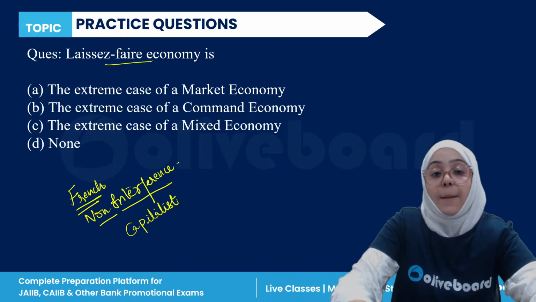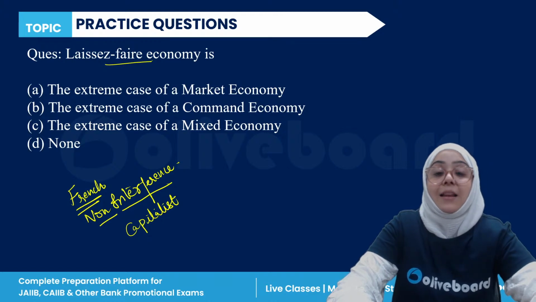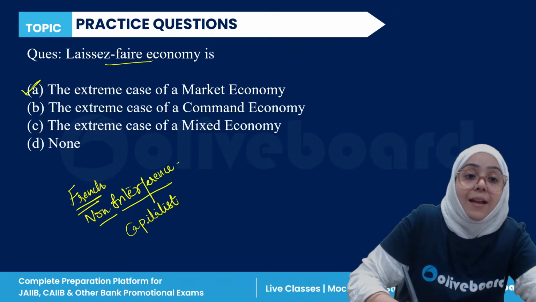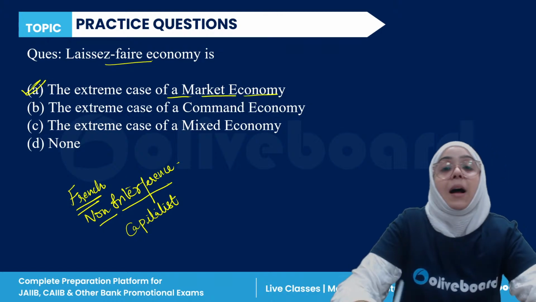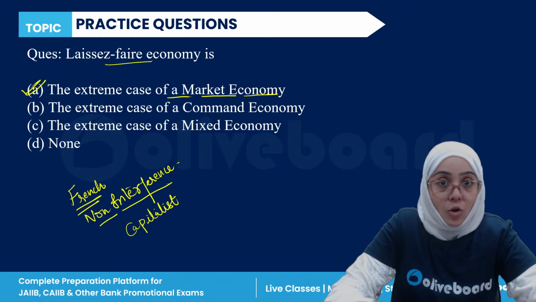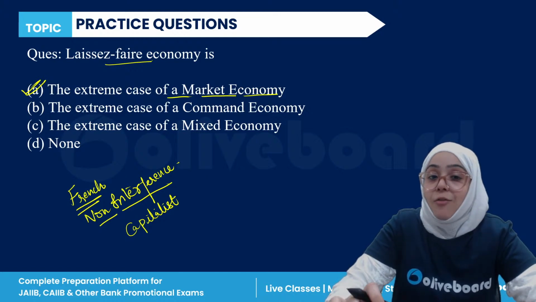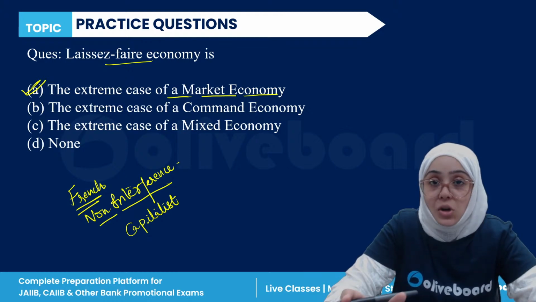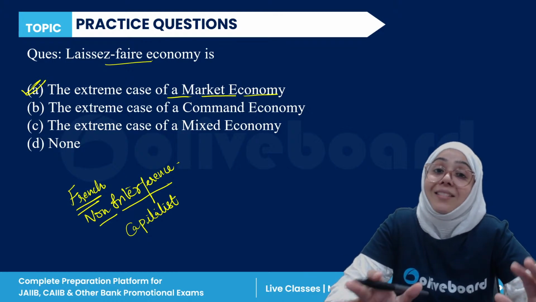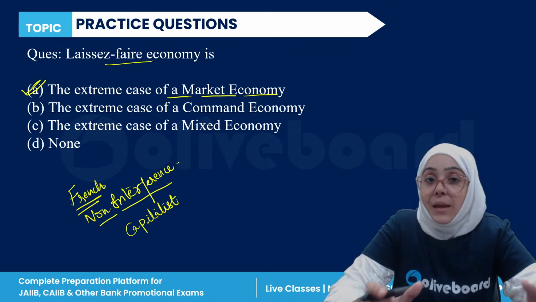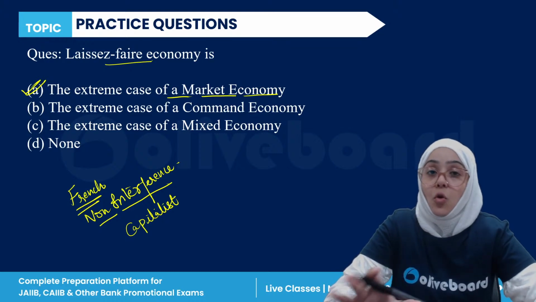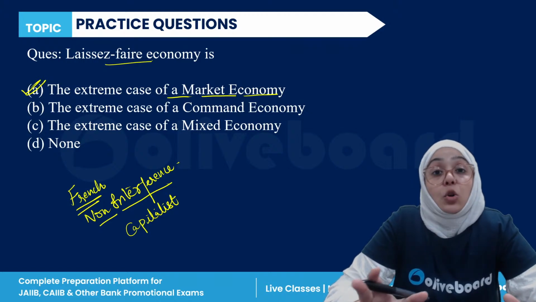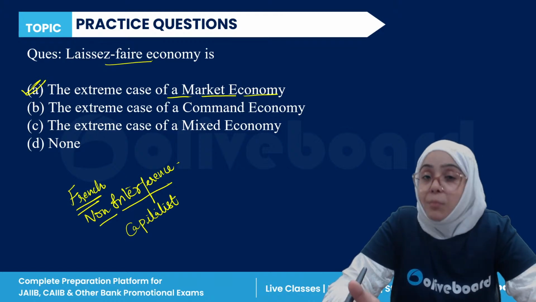Okay, and the capitalist economy is actually the market economy. So laissez-faire is the extreme case of market economy, which is the capitalist economy. The extreme case of command economy, no, that is the socialist economy. So laissez-faire is not associated with the socialist economy. Socialist is also called centrally planned economy. Mixed economy, like India, where neither the government nor the private sector is dominating the economy, both together are managing the economy, is known as mixed economy, right?